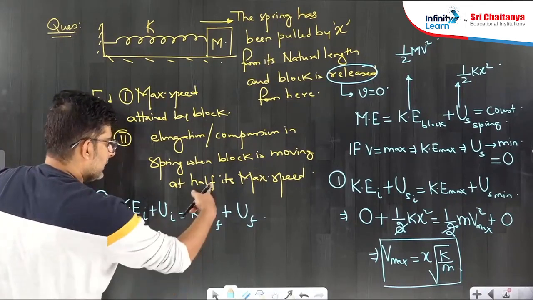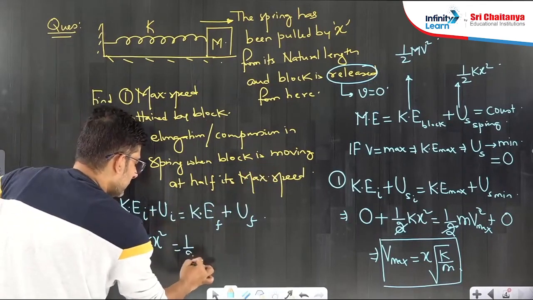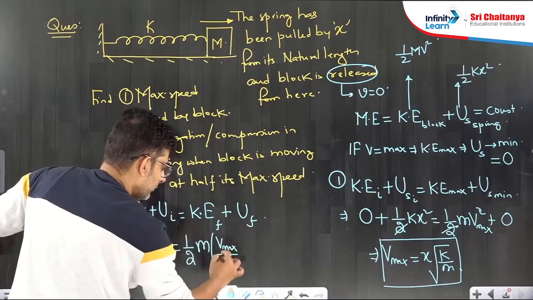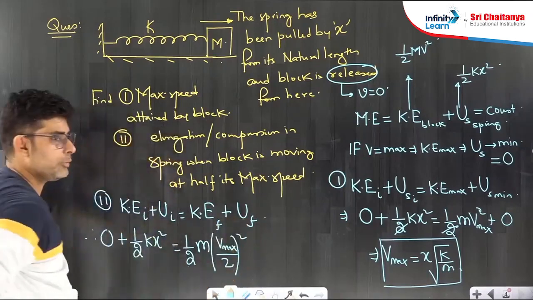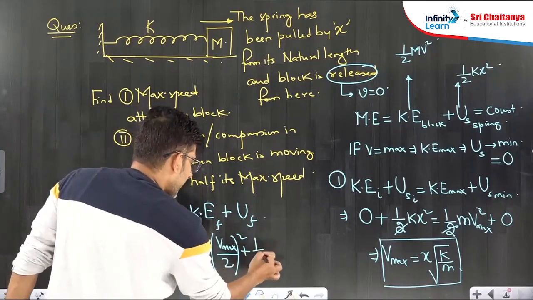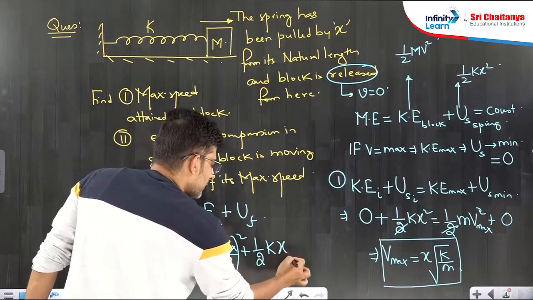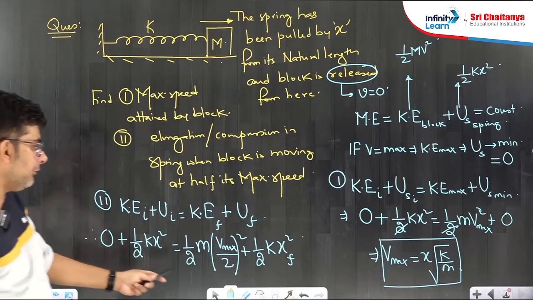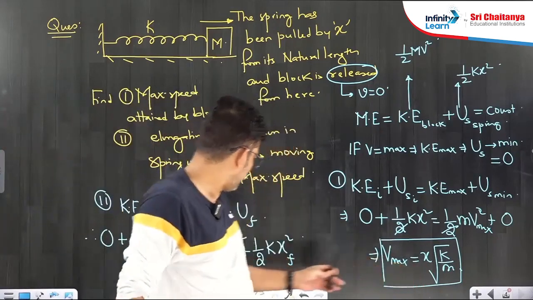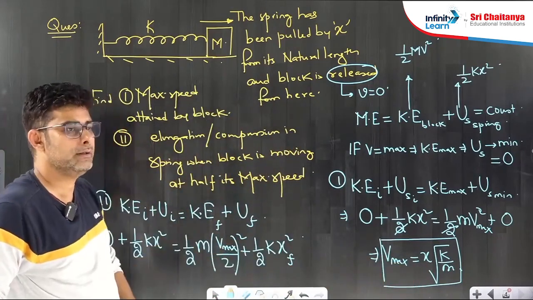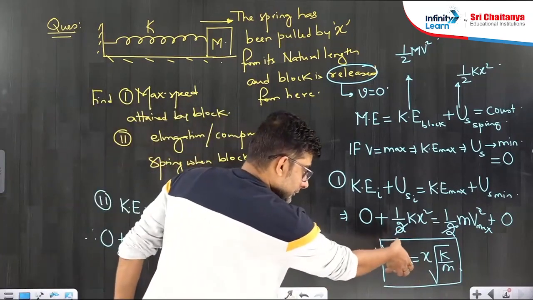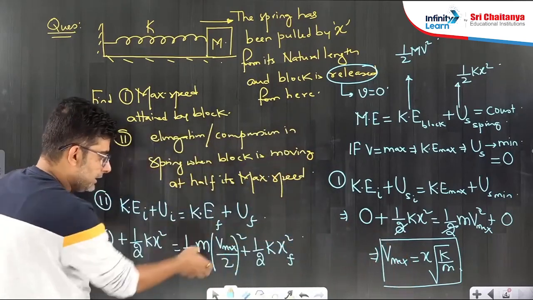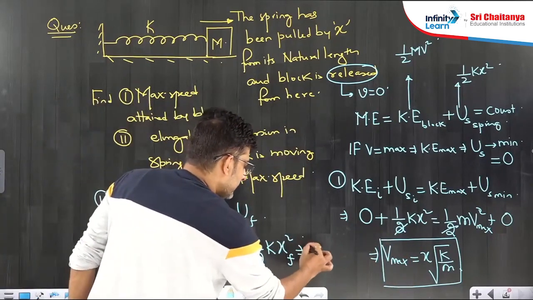Now kinetic energy final when it is moving at half the maximum speed is half m times V max by 2 square, where V max is what we just found. And they are asking final elongation or compression, I can write it as half k x final square. So from this equation, if you substitute the value of V max over here, then you will get x final.